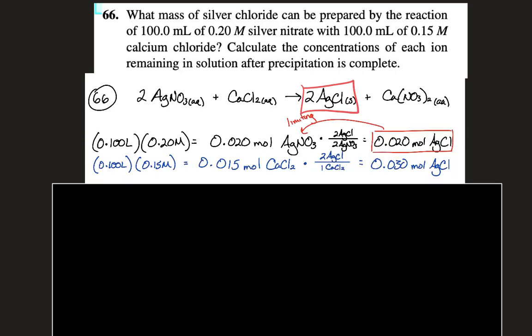So here are my calculations. The one in black is for silver nitrate, so that goes to silver chloride. And the one in blue is for calcium chloride, that goes to silver chloride. I can make 0.02 moles of silver chloride from the silver nitrate and 0.03 moles of silver chloride from the calcium chloride. So that must mean that silver nitrate, AgNO3, is my limiting reactant, because this number is smaller, right? 0.02 is smaller than 0.03. So this is the actual number of moles of AgCl that I'm making.